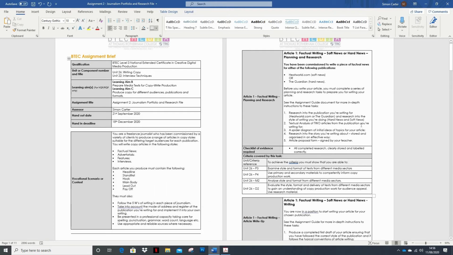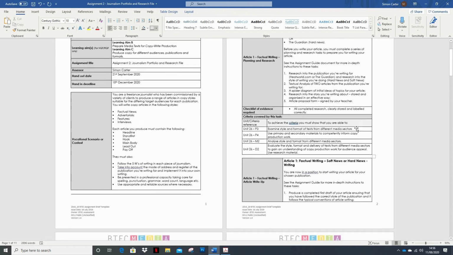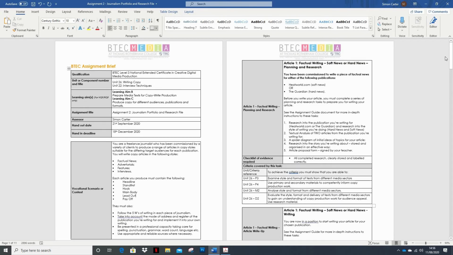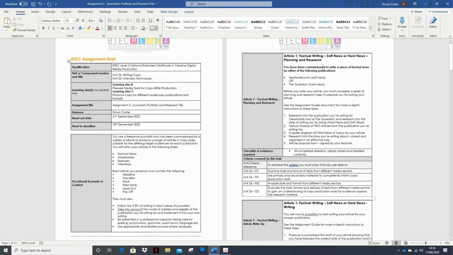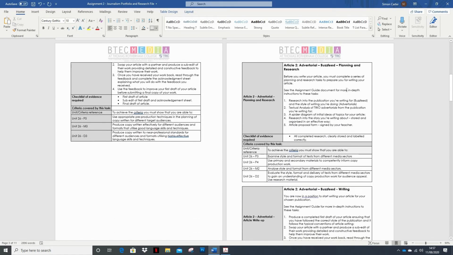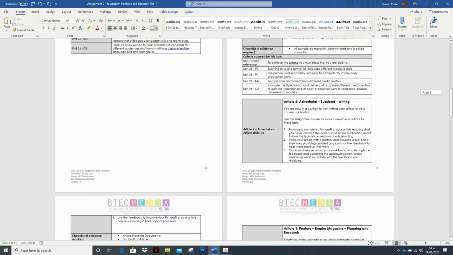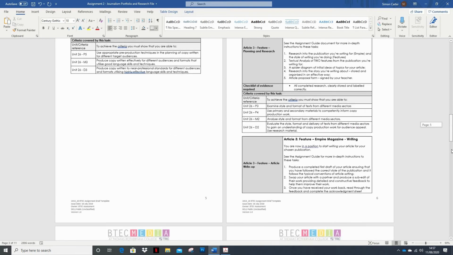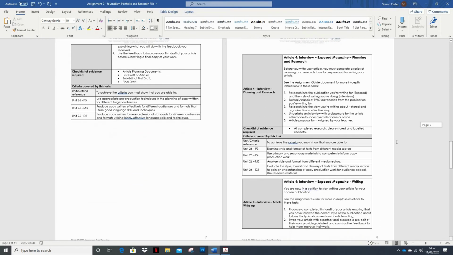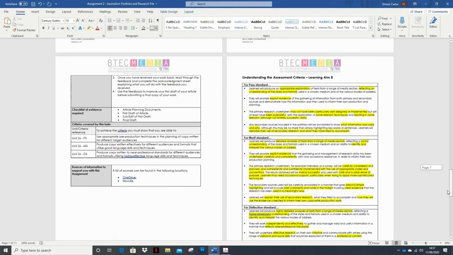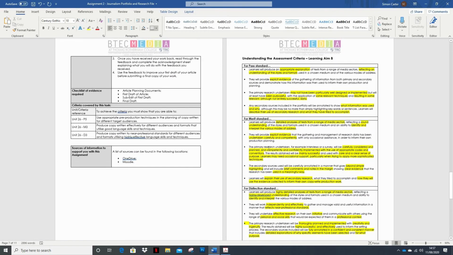Then you've got the individual sections of the assignment. You can see with this one, being your journalism portfolio, I've broken it down into four different sections. Article 1, well, eight sections technically. Article 1, planning and research. Article 1, writing. Article 2, planning and research. Article 2, writing. Article 3, planning and research. Article 3, writing. And Article 4, planning and research. And Article 4, writing. And then finally, you've got understanding the assessment criteria at the bottom there.